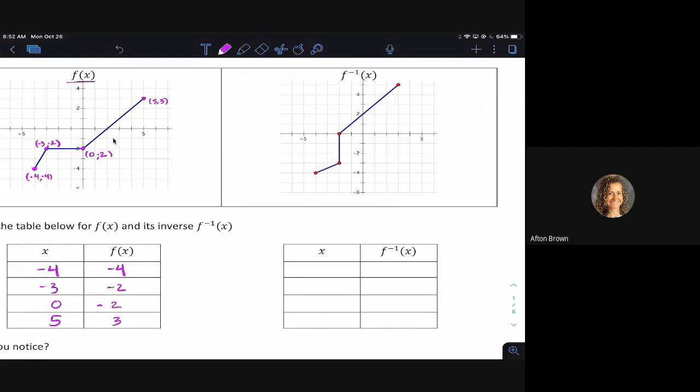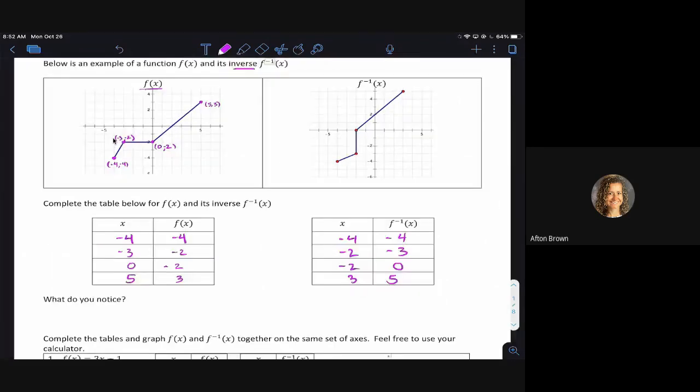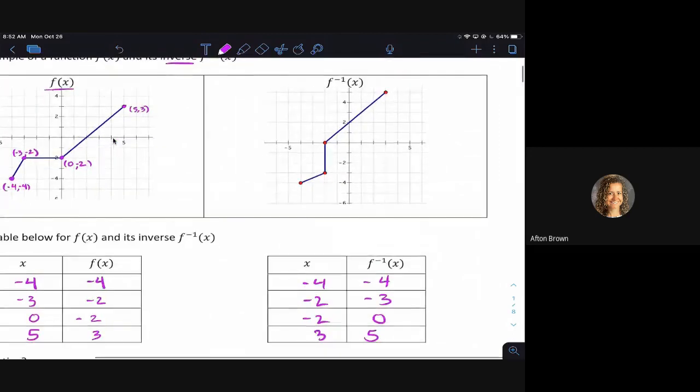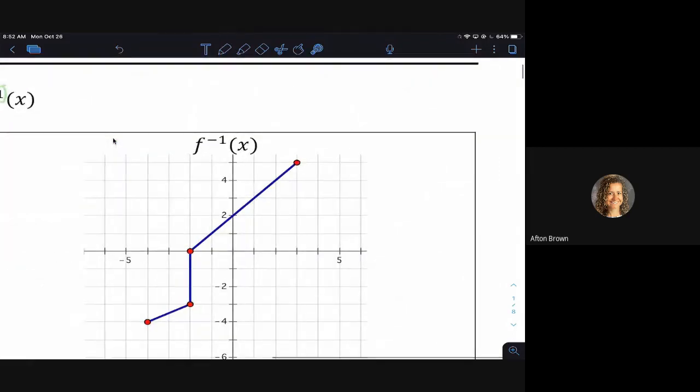All right. Jack, what were your points in your table for f inverse? -4, -4. Okay. -2, -3. Okay. -2, 0. Then 3, 5. Anybody disagree with them? We all right? So on this one, let's double check. The x coordinate comes first, so 3 and then 5.